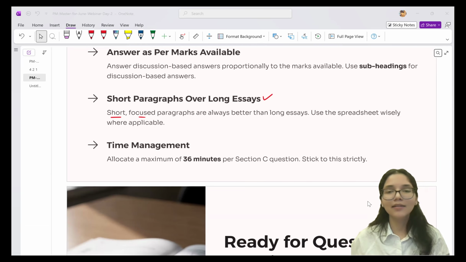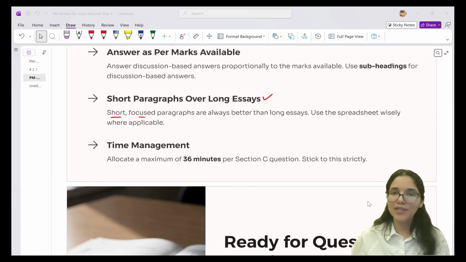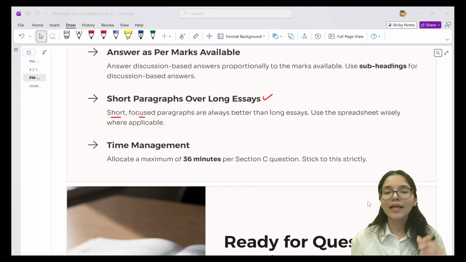Then guys, we also have something about time management. I told you in the day one session also, if you are a champion at PM concepts, but if you mess up with time management in your paper, you can still end up failing the paper very badly. So please ensure throughout your entire paper, you're taking very good care of your time management. For 20 marks that we have in one section C question, multiply that with 1.8 and you're going to get 36 minutes that you have to be able to solve a section C question.